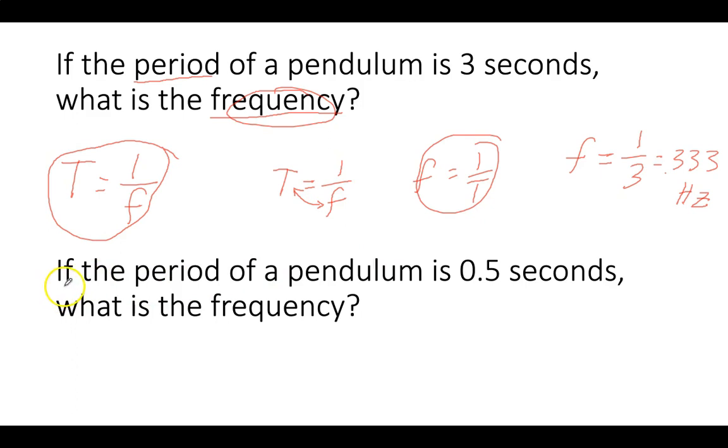Let's do the next one here. If the period of a pendulum is 0.5 seconds, what is the frequency? Well, I have period, it's 0.5, and I want frequency, so I'm going to use that formula I just created: frequency is equal to 1 over t, so 1 over 0.5. If you do that on a calculator, you're going to end up with 2, and the units for frequency is hertz.